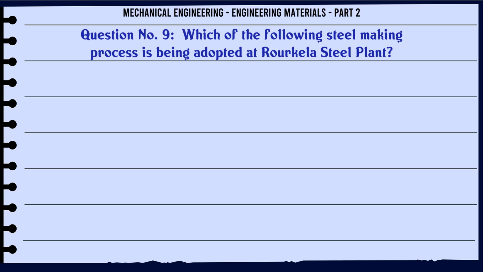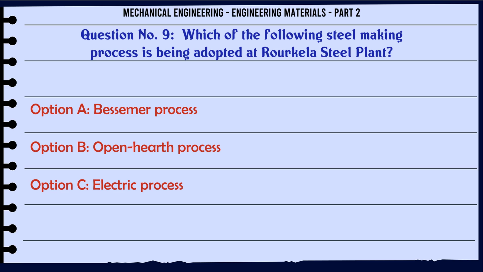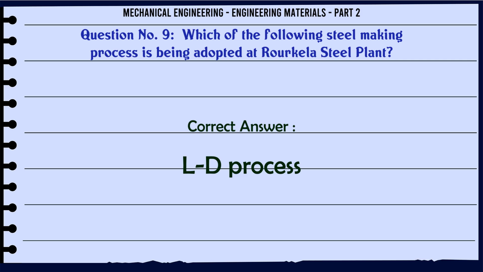Which of the following steel making processes is being adopted at Rourkela Steel Plant? A. Bessemer process, B. open hearth process, C. electric process, D. LD process. The correct answer is LD process.